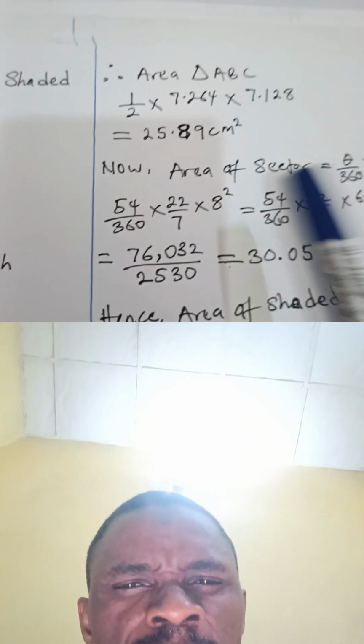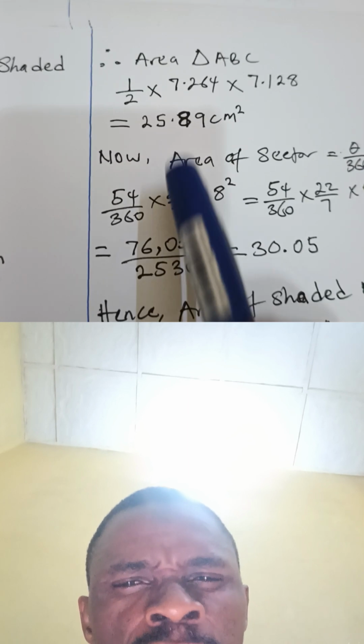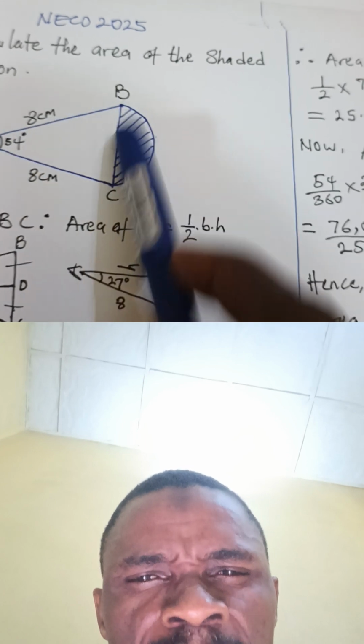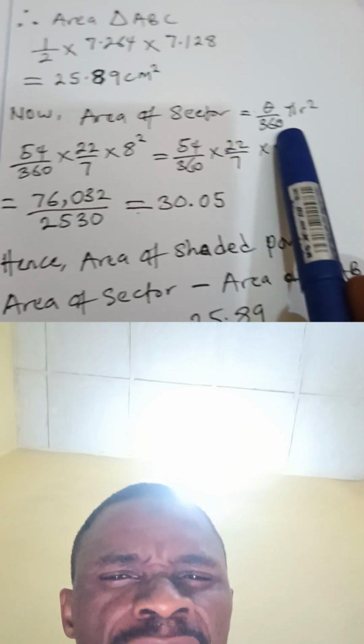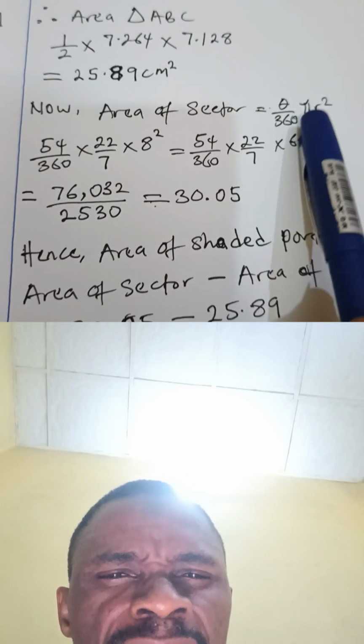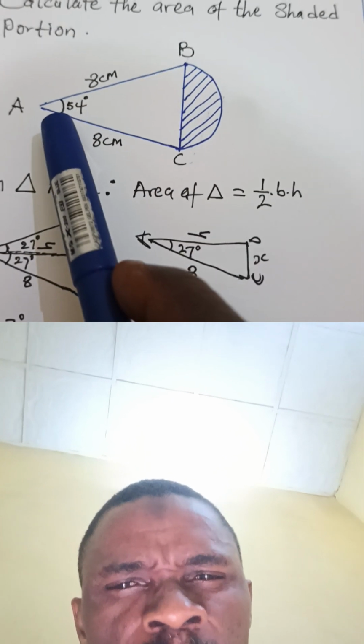So straightforward, since we now know the value of the area of the triangle, we will subtract it from the O sector. Then we must find the area of the sector first. Now let's find the area of the sector. This is the formula for the area of the sector, theta over 360 pi r square. Our theta from the O sector, again, let me concentrate this camera there, is 54. Then the radius is what? 8. So let's go to the formula.